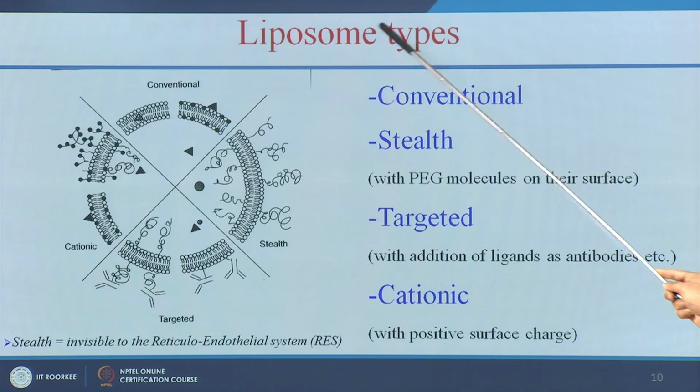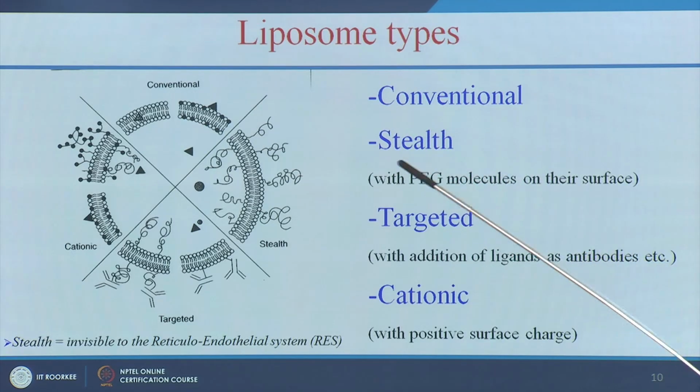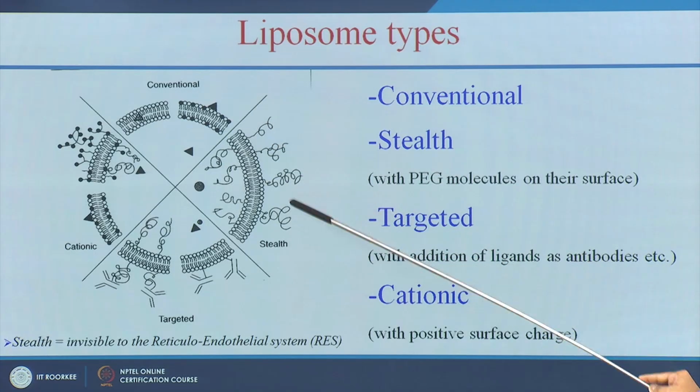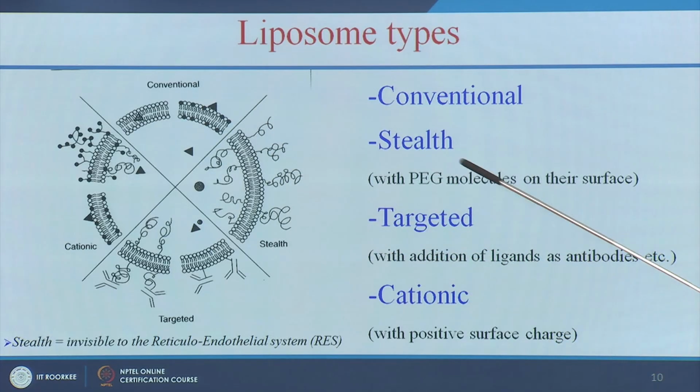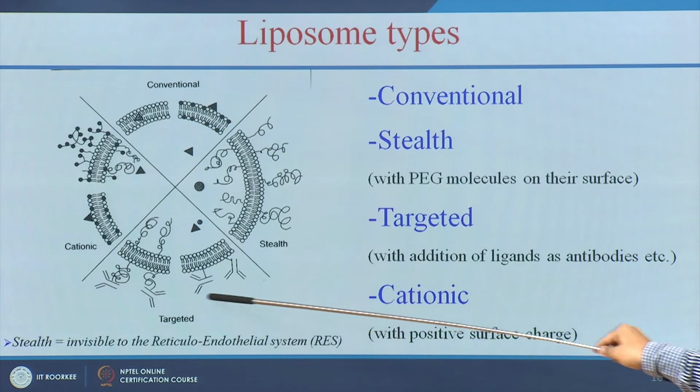So let us see the types of liposomes. The first one is conventional liposomes, and the next one is stealth. Stealth liposomes are liposomes with polyethylene glycol. The surface of the liposome is covered with polyethylene glycol molecules, that is called stealth technology, and it can escape from the reticuloendothelial system. The third one is targeted. Here we can add antibodies or specific ligands to target the liposome to a specific cell. That is called a targeted liposome.